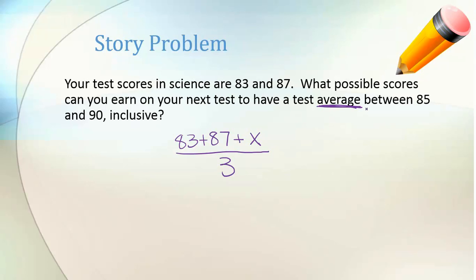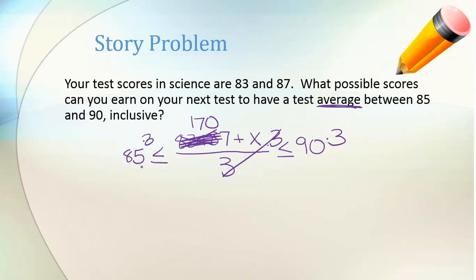And I want to know between 85 and 90 inclusive. Inclusive means we're going to include it. So we're going to include 85. So 85 is the smallest part we want, but we want to be bigger than 85 and smaller than 90, right? So let's start solving here. 83 plus 87, I know that's 170. So let's cross that out and make that 170. Multiply by 3 on both sides. Let's get rid of that division by 3.